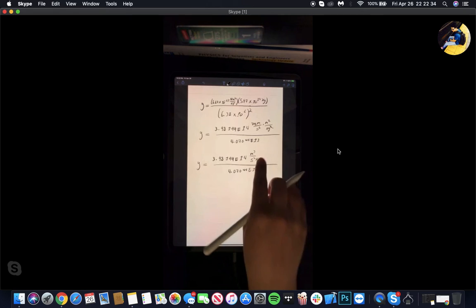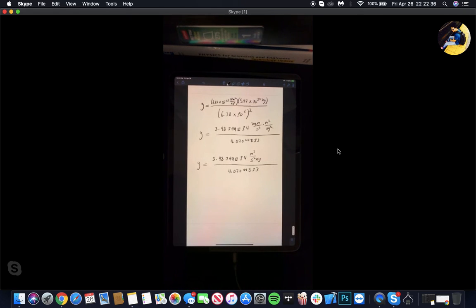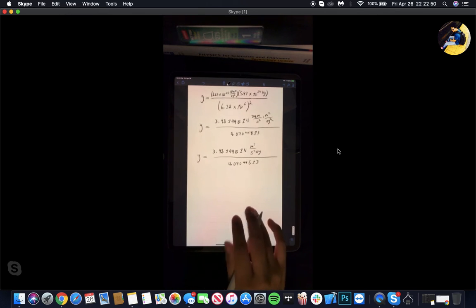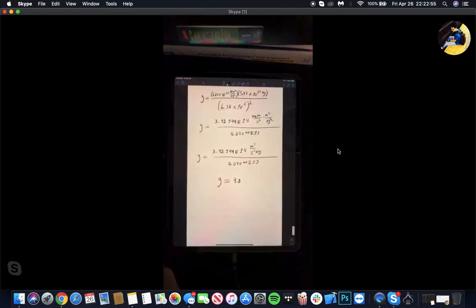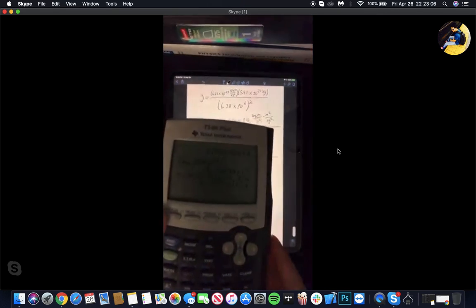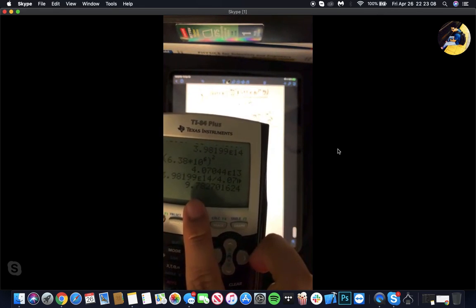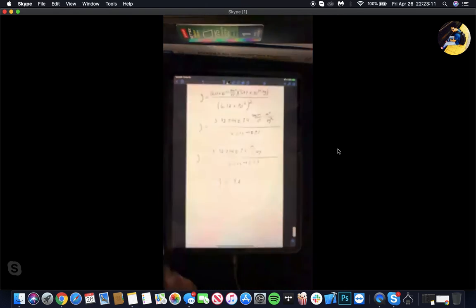So after you do this, there's some dimensional analysis going on here. Meters squared, but you're left with newton meters squared. It's something like that. And then after you calculate, you should get 9.8. You put them in the calculator. 9.8 what? 9.8 gravity? What is the unit? Look what I got: 9.8. So close. And that's how we approximate 9.8.